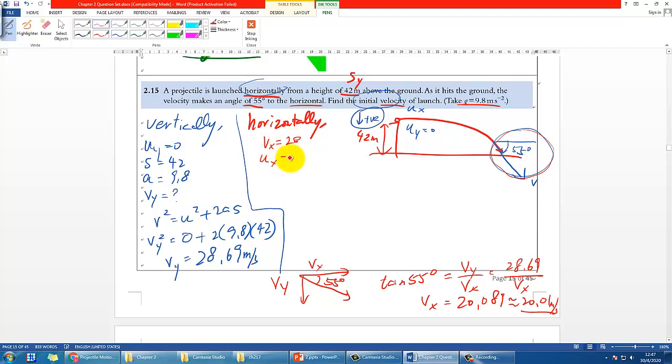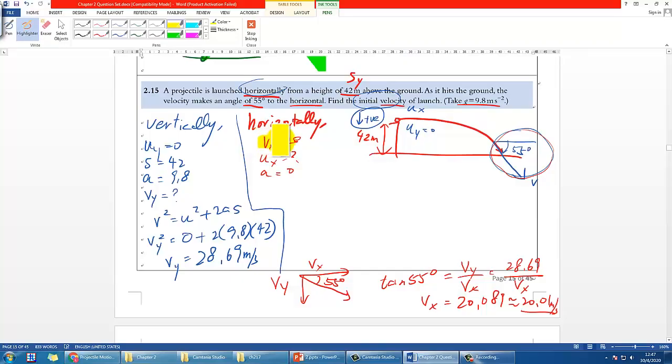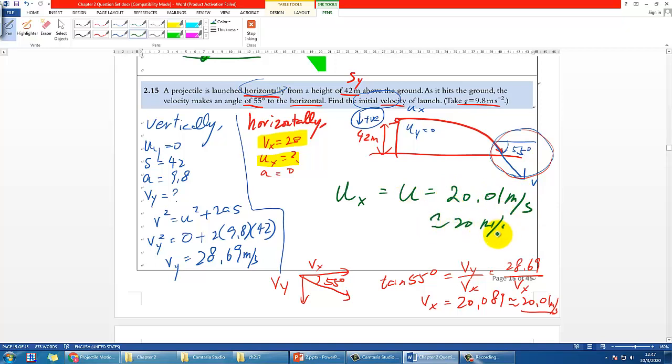So Ux is what we want to find. A is in fact, wait, then that will be it, right? Because horizontally there's no change of acceleration, right? So then, oh my god! Wow! What you find for Vx is in fact the same as Ux. So the answer is simply U, which is 20.01. If you want to write it, or simply you can round it to 20. That's it.